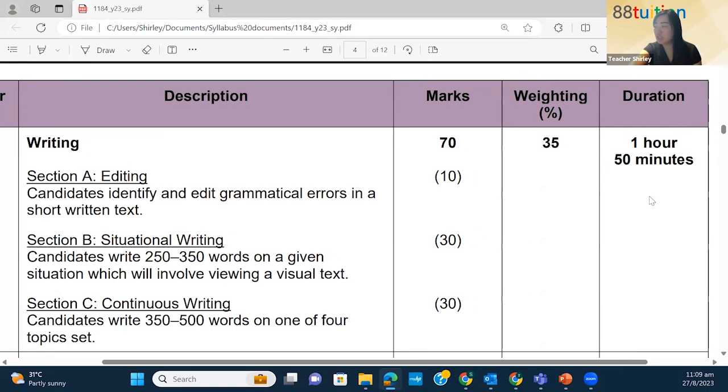So my suggestion is, because you only have 1 hour 50 minutes, for editing you probably will spend about 10 to 15 minutes on it. That leaves you with about 1.5 hours. Assuming you use slightly more for continuous writing, maybe up to 1 hour, you only have 30 to 35 or 40 minutes for your situational writing. And for 40 minutes of situational writing, you definitely will need time to write.